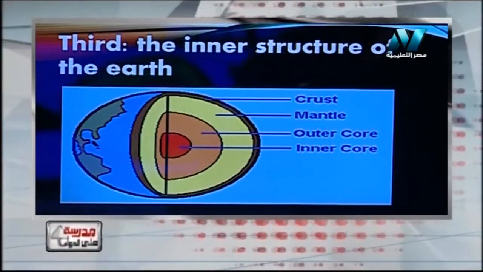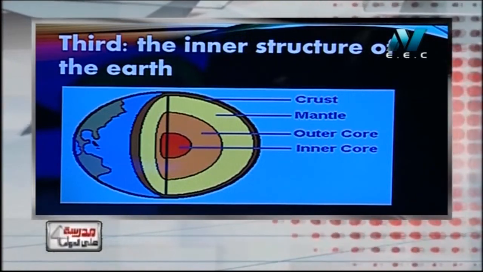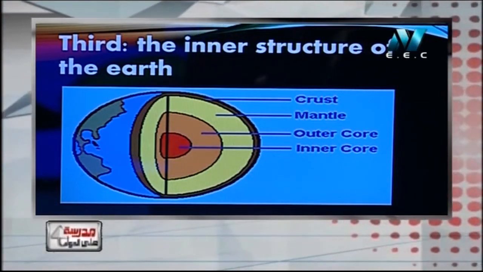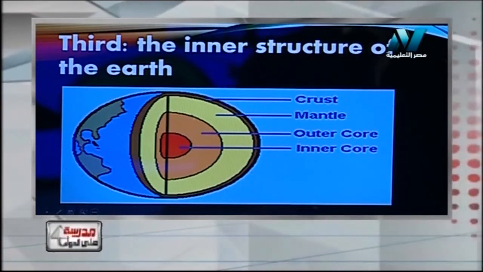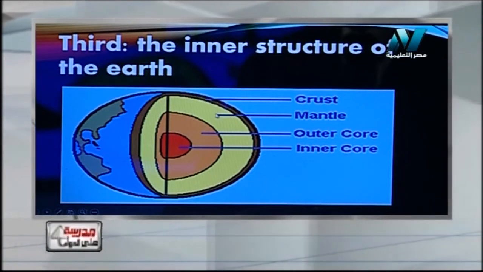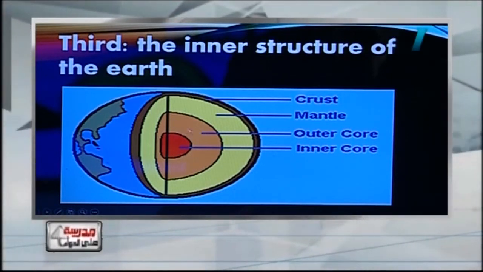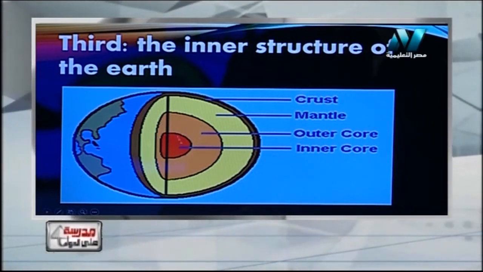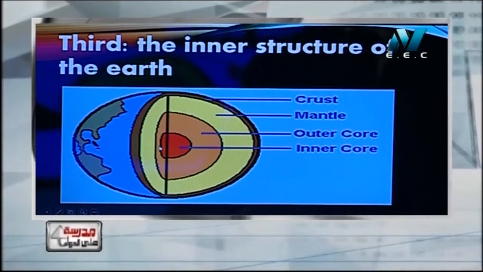And third point, we talked about the shape of Earth, we talked about the conditions that keep life on the Earth. Number 3, the inner structure of the Earth. As you see, my dear students, the first one, and it is very light, is the crust. Number 2 is the mantle. Number 3 is the core, and the core is divided into 2 parts: the outer core and the inner core. Okay.